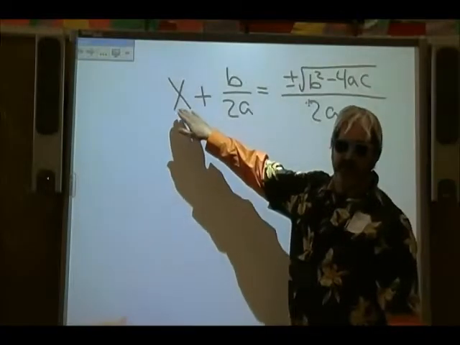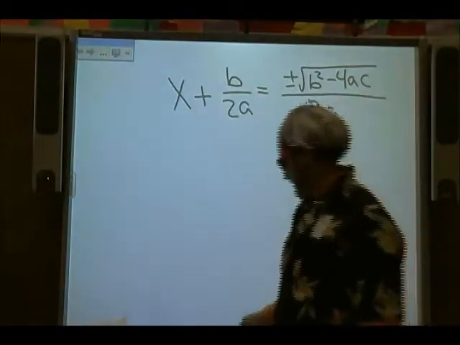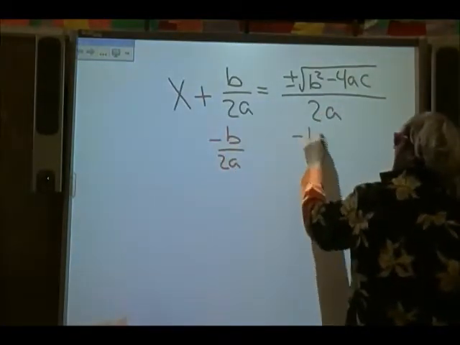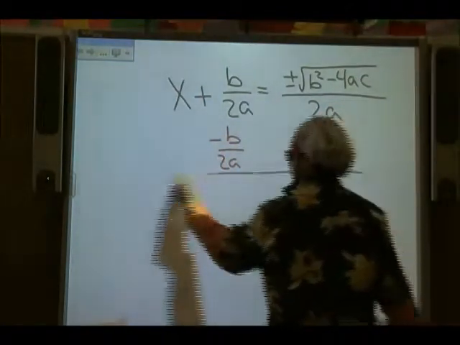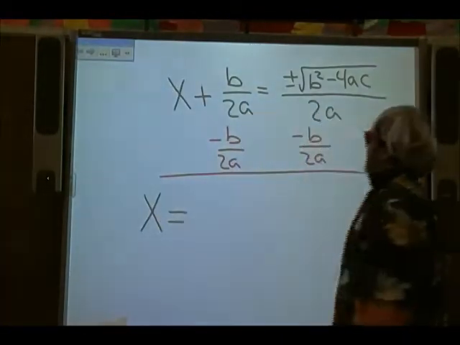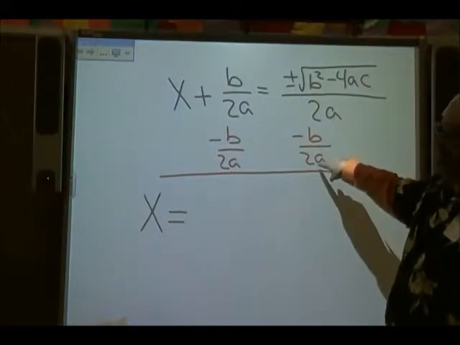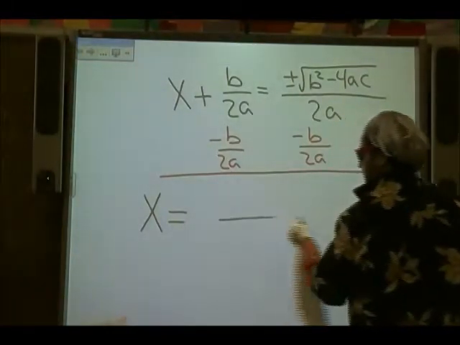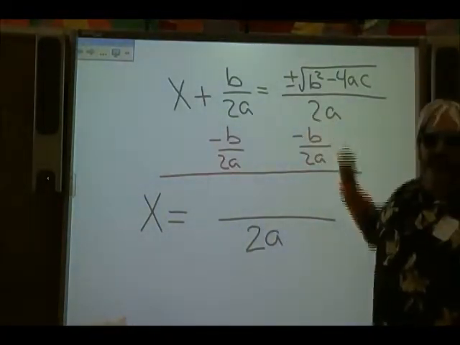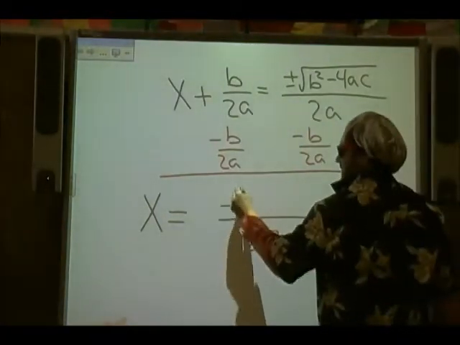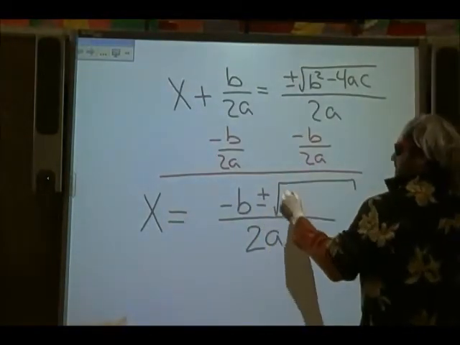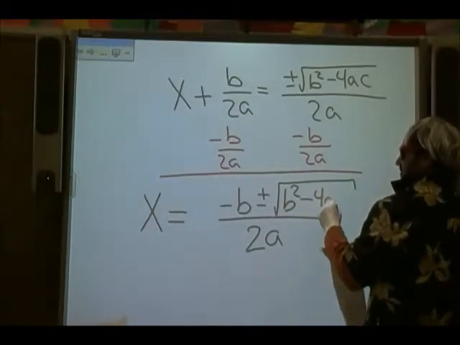Now I'm almost there. I just want to get x by itself. So I've got to get rid of this minus b over 2a. I'm going to have x equals. Now, these denominators are the same, so I'm going to put it over one denominator, 2a. I'm going to put the negative b first because that's the convention. Plus or minus the square root of b squared minus 4ac.